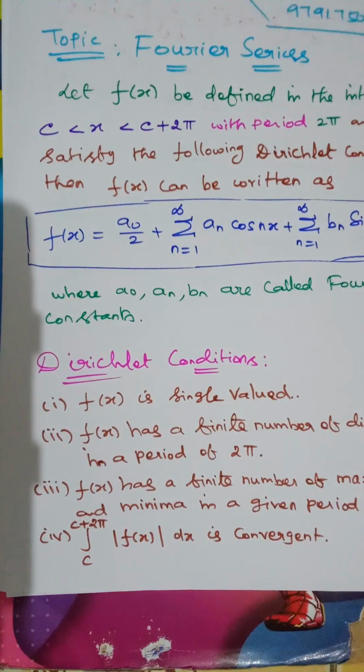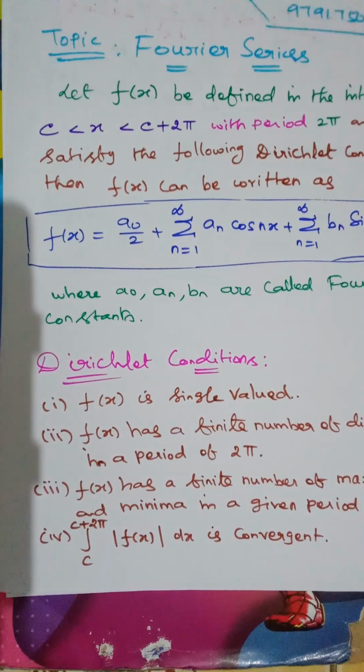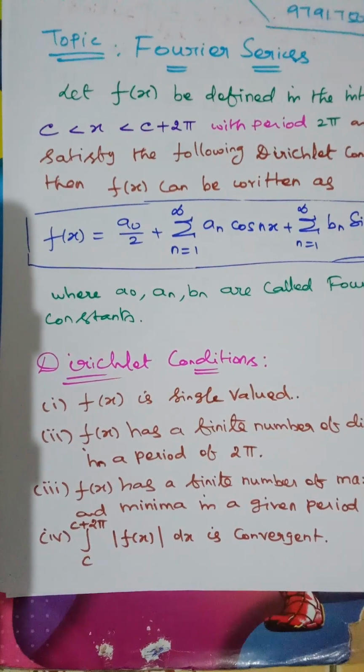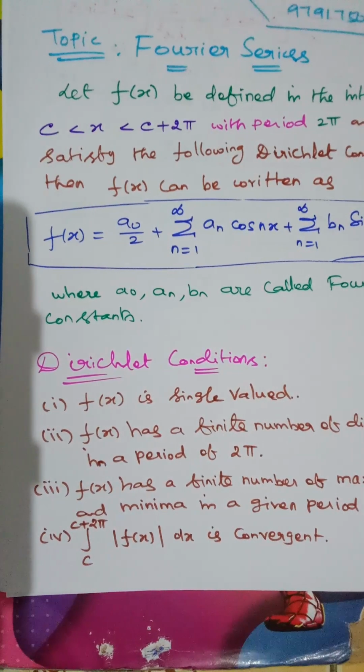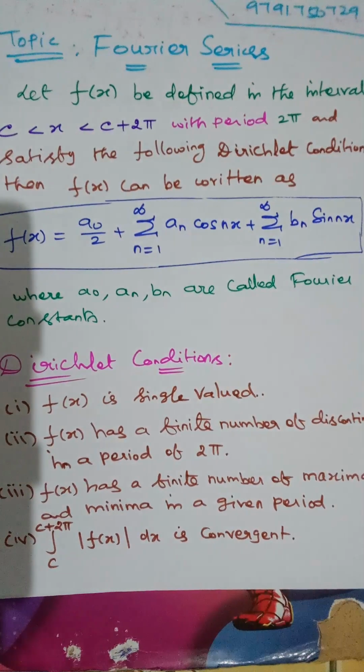So here, what are the things very important? This is the series. This particular series is called a Fourier series. It has three parts: a naught by 2 plus summation a n cos nx plus summation b n sin nx. These are the three important terms in this particular Fourier series. Here a naught, a n and b n are called Fourier constants, isn't it?